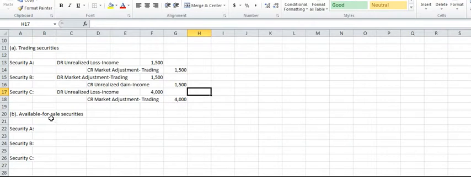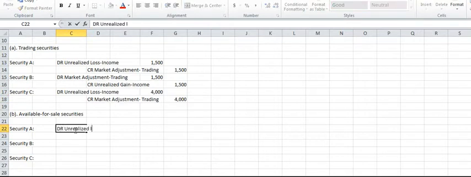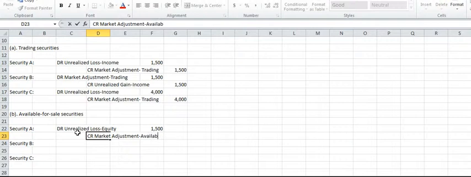So now down here, we're going to assume, instead of these being trading securities, that these are actually available for sale securities. Okay, so it's going to look very similar to what we have up here. The difference is mainly going to be in the naming of these accounts. So we're still going to have an unrealized loss, but instead of going on the income statement here, it's just going to show up in equity for $1,500.